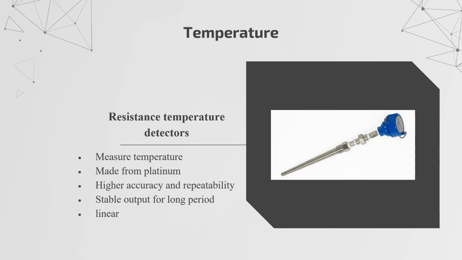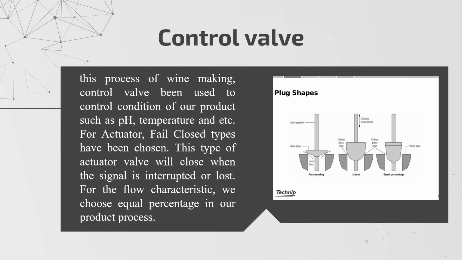As we know, it measures temperature. It is made from platinum and has high accuracy and repeatability. Furthermore, it has a stable output for a long period and it is linear. In addition, for our control valve, the actuator that we will be using is the fail-close type and the flow is equal percentage. The actuator valve will close by itself when the signal is interrupted or lost.